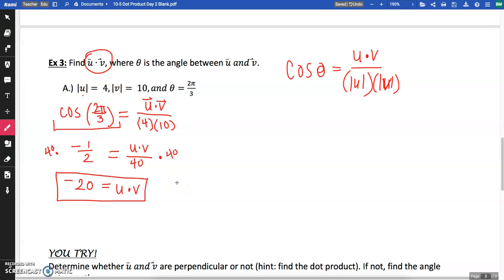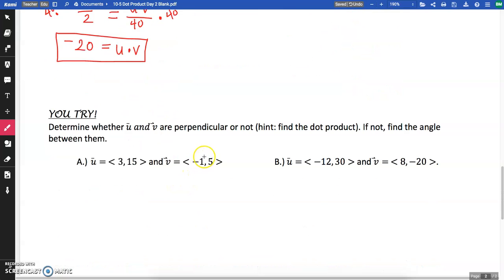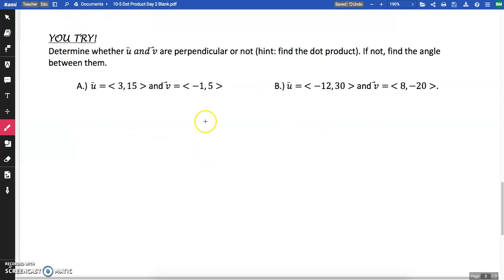Okay. All right, so at the bottom, you're going to try a couple problems on your own, combining last lesson with this lesson. It first says to determine if the vectors are perpendicular. So remember, you're going to find the dot product. And if they're perpendicular, that means the dot product is 0. So you'll start by finding the dot product, and then if they're not perpendicular, you're going to find the angle between them using the formula we just learned.